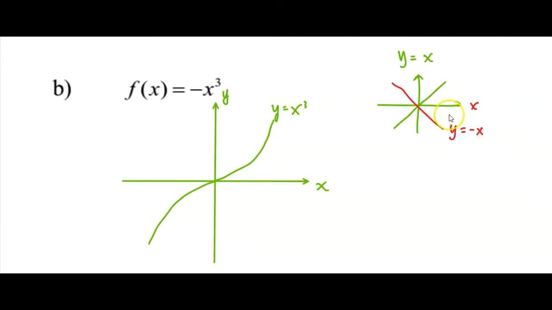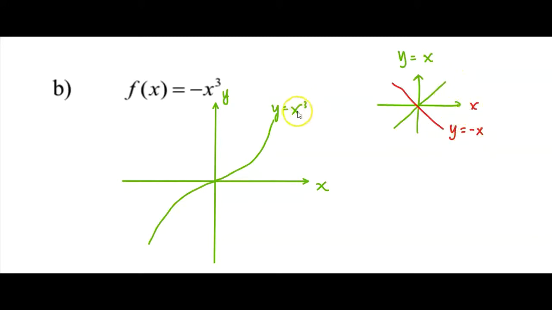Reflection happens when the function of y is multiplied by a negative. If you take the negative of the function of y, meaning that the graph of the original basic function will be reflected about the x-axis.